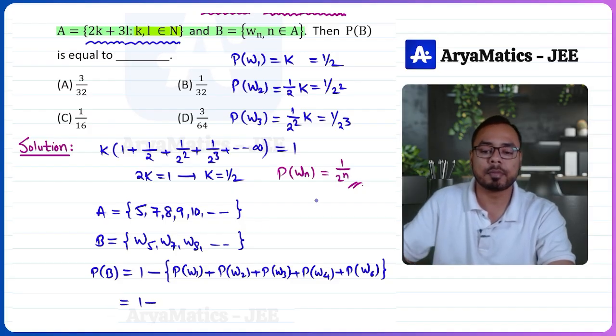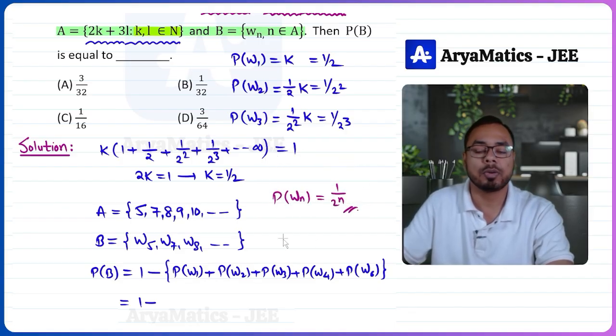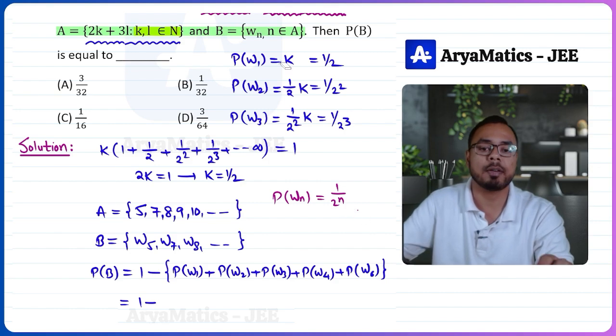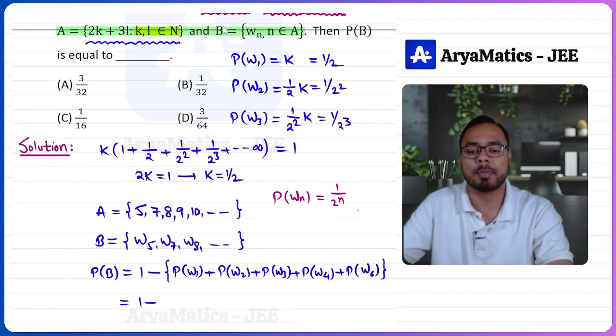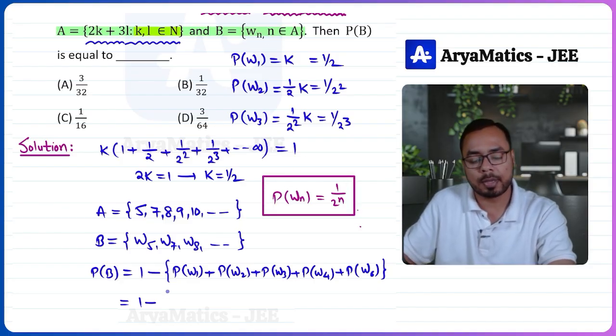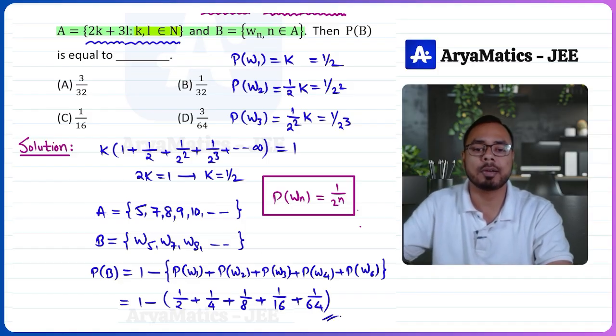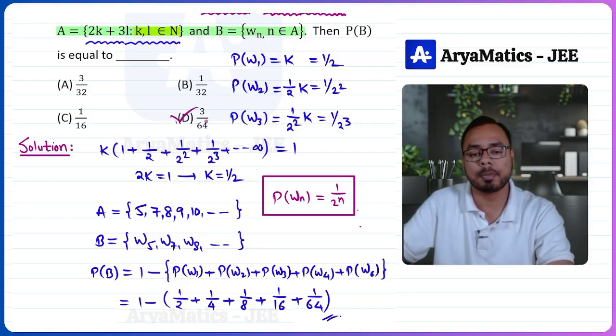Now for omega n we have this formula, that probability of omega n is 1 by 2 raised to n, right? This we have established earlier. So for omega 1 the probability will be 1 by 2, for omega 2 it will be 1 by 4, for omega 3 it is 1 by 8, omega 4 is 1 by 16, and omega 6 will be 1 by 64. So this will be the required probability. Now you can do the calculation. After calculation you will find that this number will be 3 by 64, and therefore that should be the correct answer.